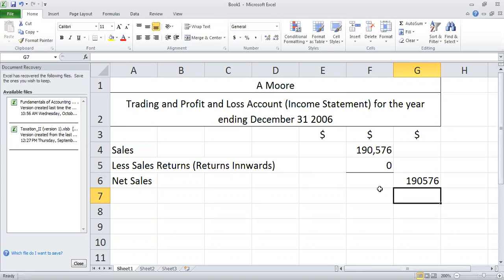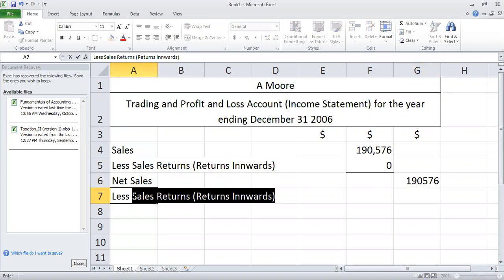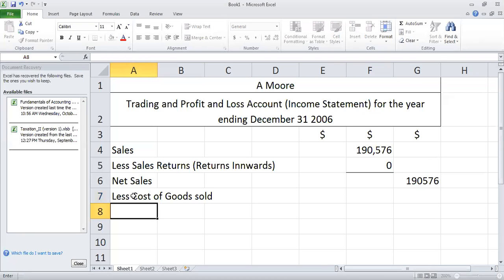Good. All right. Then now you're going to go to something called less cost of goods sold. Good. And then this. Normally you'd have an opening inventory. And what you do in this case, if you have opening inventory, you put the figure.